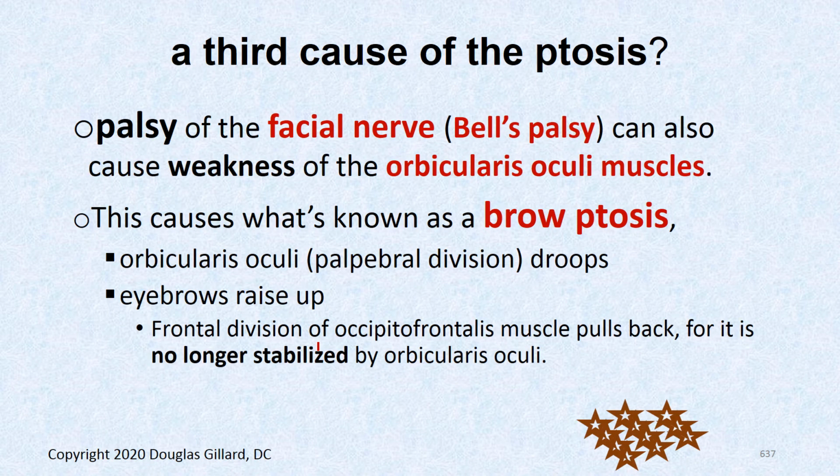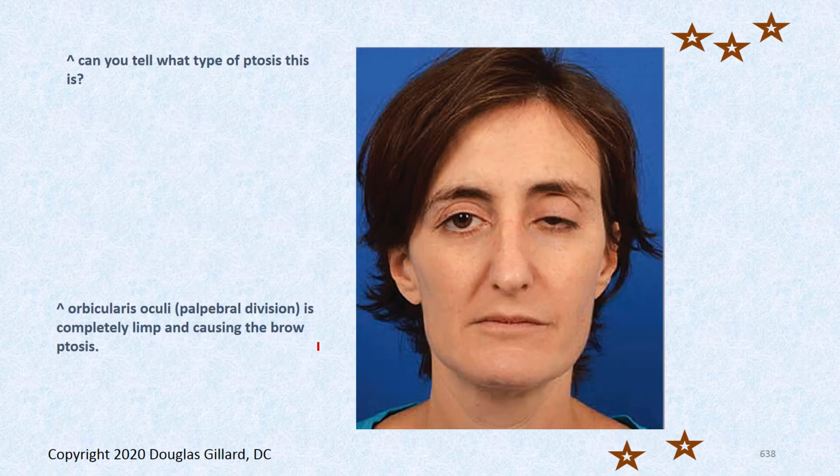A third cause is a palsy of the facial nerve. That's called Bell's palsy. That can also knock out the orbicularis oculi and cause a massive ptosis called a brow ptosis. As I said, the orbicularis oculi helps anchor down the occipital frontalis muscle. And without an anchoring, it contracts, as I showed you before, and it raises your eyebrow.